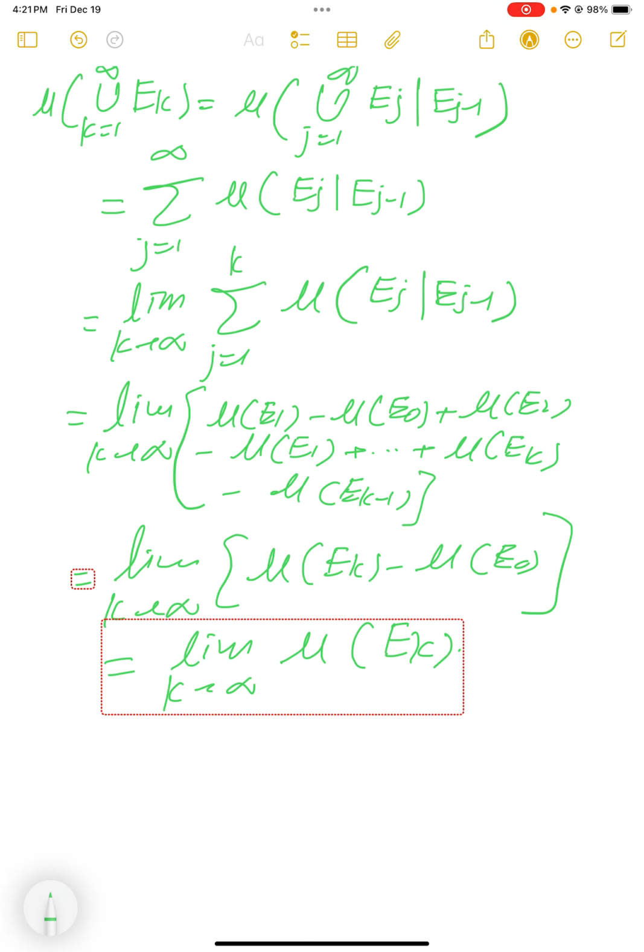Okay, now we're gonna use this proposition to prove another proposition, that if we have a decreasing sequence of sets.